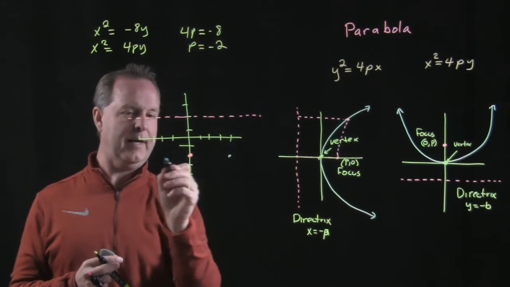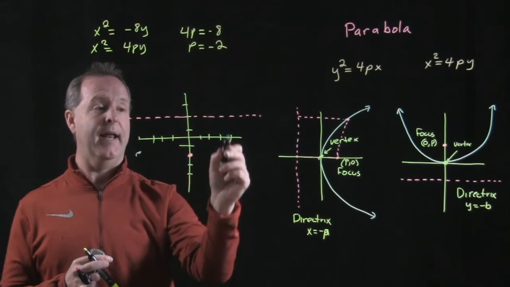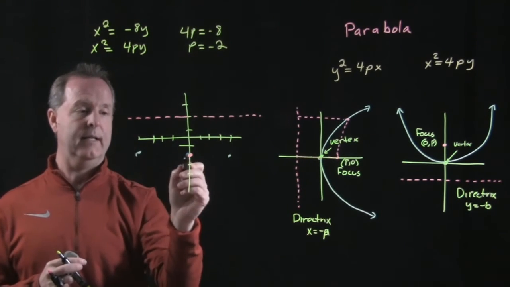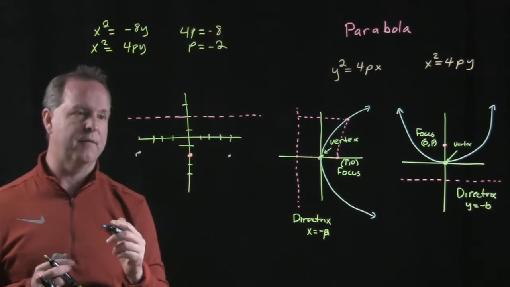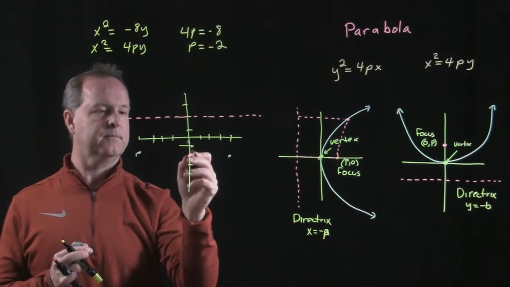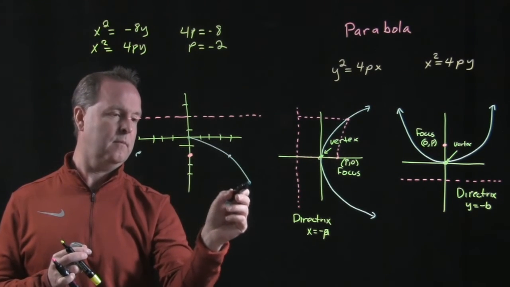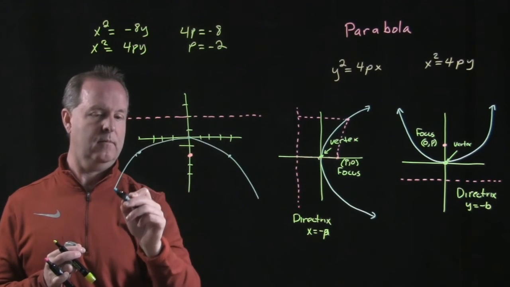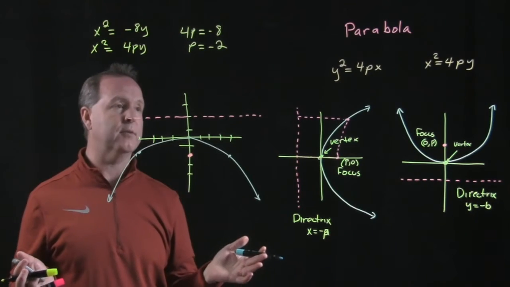I know that point's on the graph because it's 4 units away from the focus, and it's 4 units away from the directrix. Likewise, this one's 4 units away. 4 units away, the definition of a parabola. The parabola goes through the origin on this one. And there you have it. We're able to graph that one.